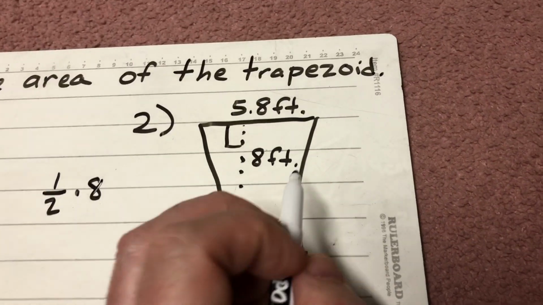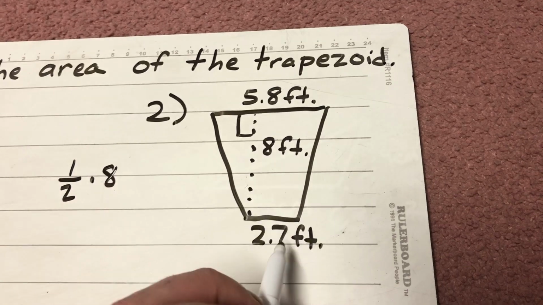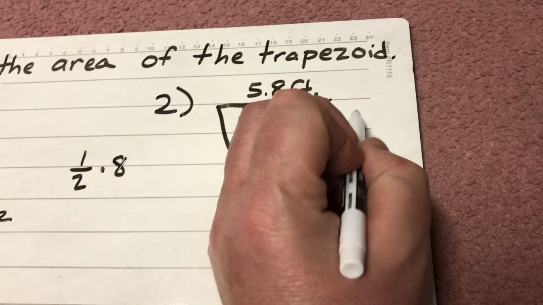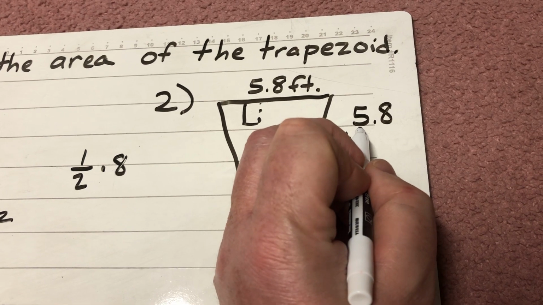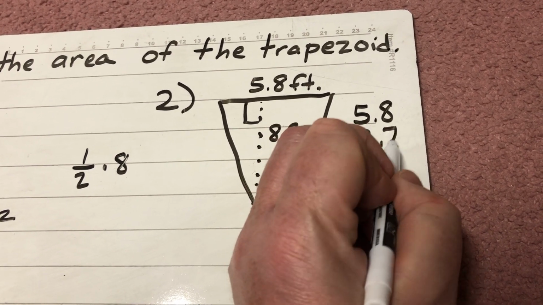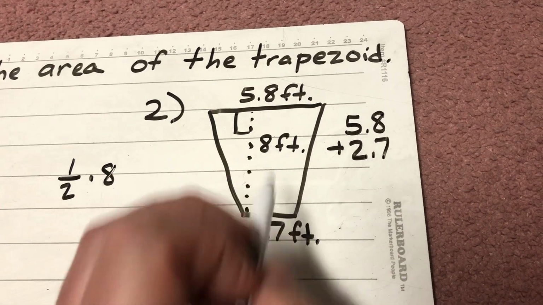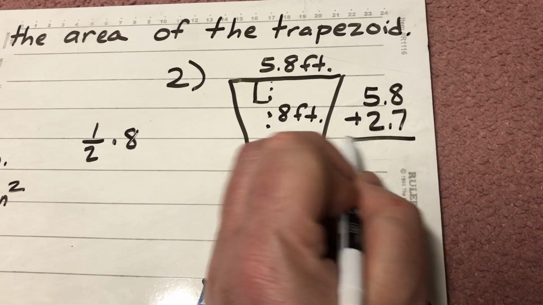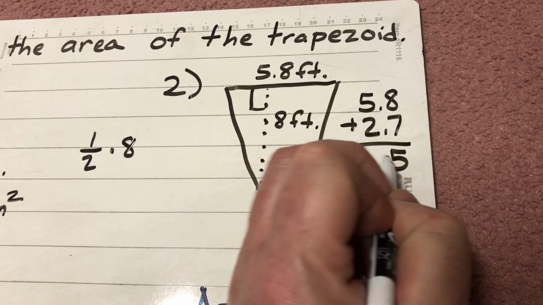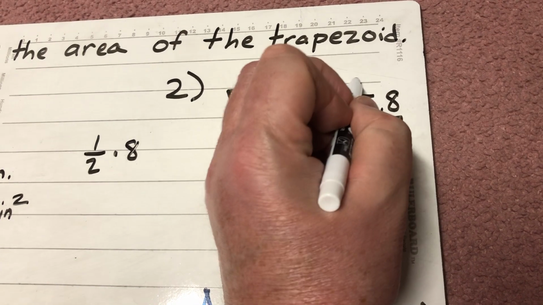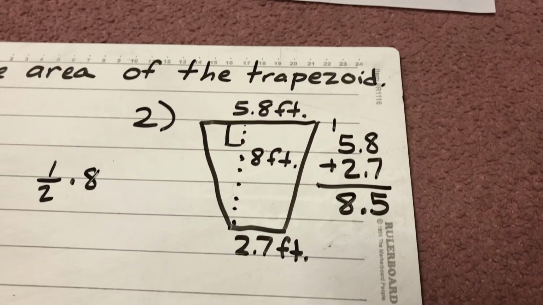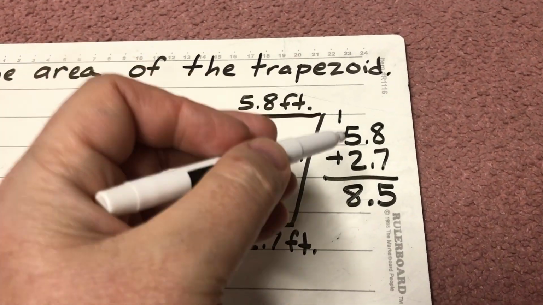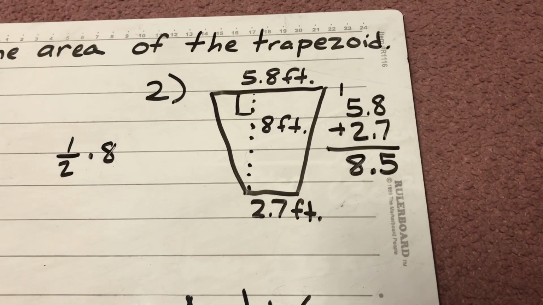And then I just need to come over here and figure out what the base 1 plus base 2 is. Sometimes there's a little scratch work. In number 1, it was just 10 plus 6 is 16. This is not as straightforward with the 5.8 plus the 2.7. 8 plus 7 is 15. Put the 5 down, drop the decimal, carry the 1. 1 plus 5 is 6, plus 2 is 8, 8.5.